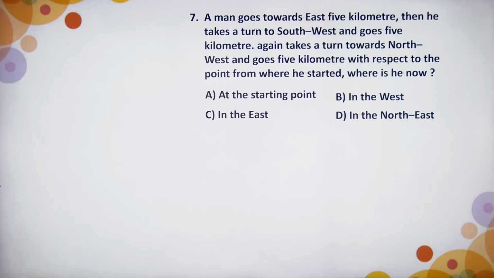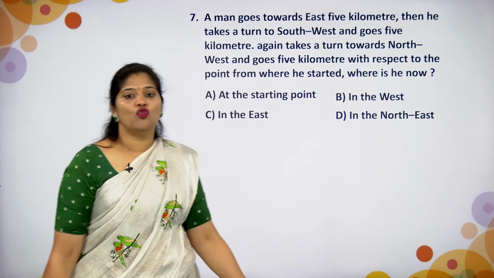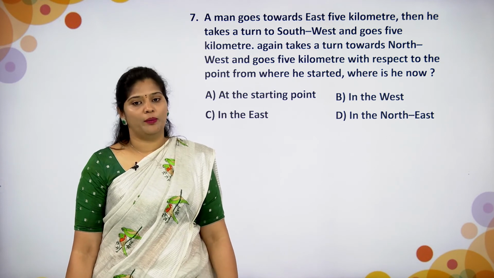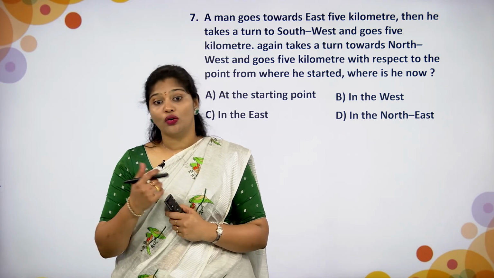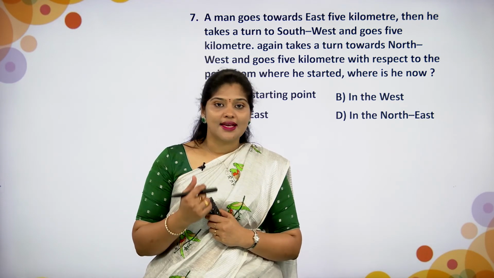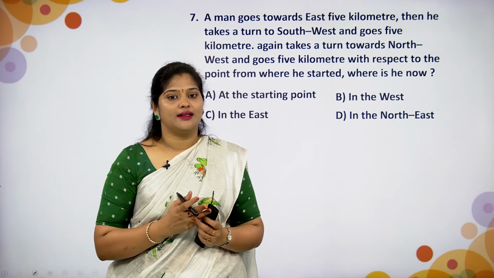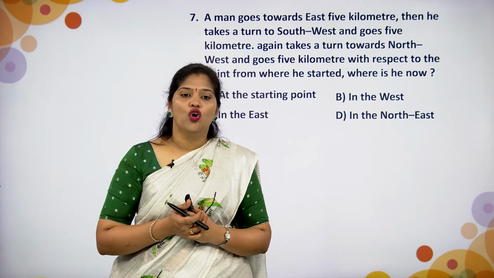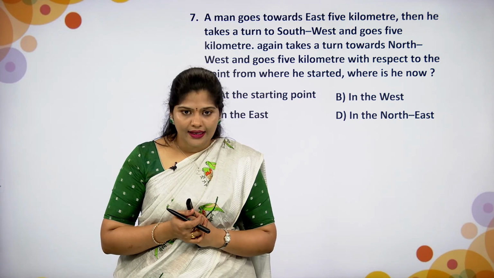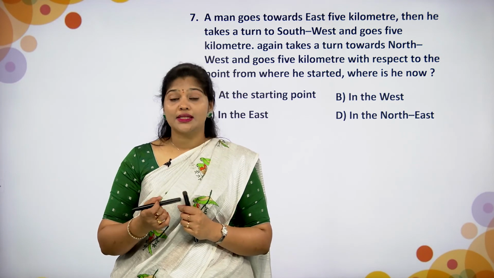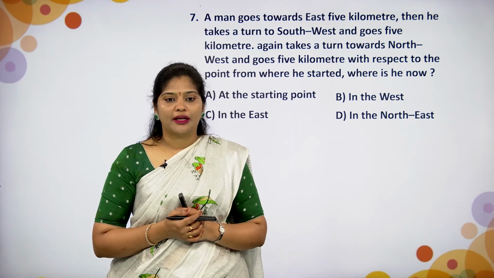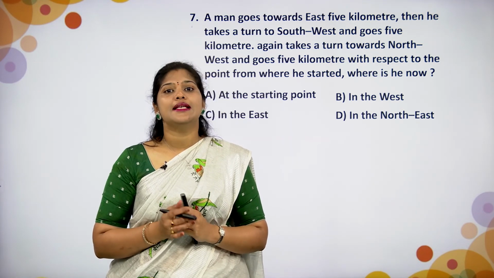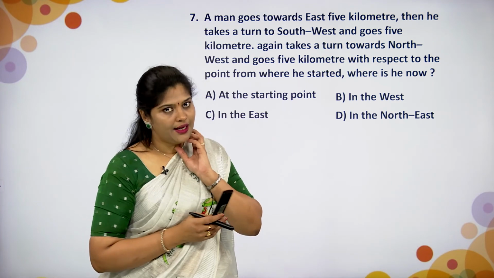Yes. Next question. A man goes towards east 5 kilometers and then he takes a turn to southwest. This is cardinal corners. Southwest, and goes 5 kilometers, again takes a turn towards northwest and goes 5 kilometers. With respect to the point from where he started, where is he now?